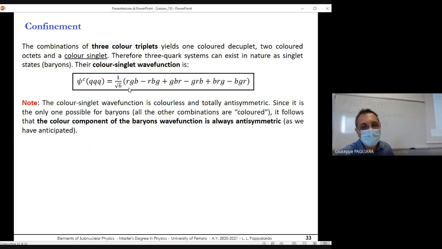Now, this color singlet wave function is colorless, of course, it is white, otherwise it could not be observed in nature, and also totally anti-symmetric. If you exchange the order of two, you get a minus sign on top of this. And since it is the only one possible for baryons, because it is the only way to get a singlet for three quarks, it follows that the color component of the baryon wave function is always anti-symmetric, as we anticipated last week. So last week we used this result to calculate the spin-flavor component of the wave function, assuming that the color component of the baryon wave function is anti-symmetric. Now you understand why.